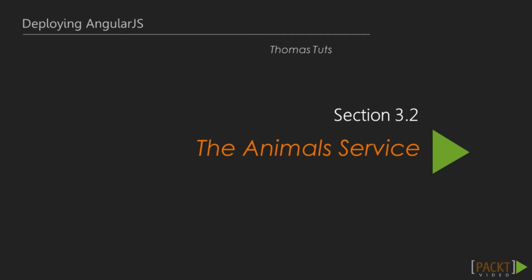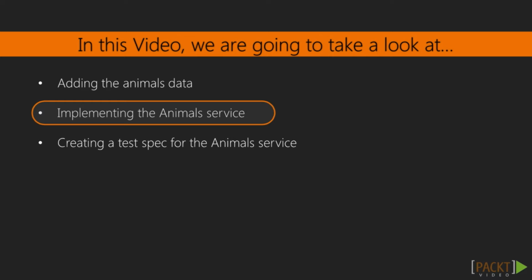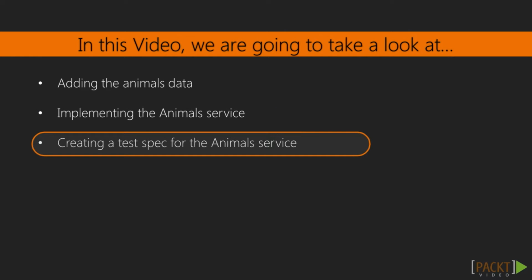Welcome to the second video of section 3 on constructing the supporting services. In this video, we're going to be adding data to the application. We're going to have two data services, one for the animals in our application and one for the terrains. These are going to be really basic services, implementing only a couple of methods. We're going to use a test-first approach to make sure our code works like it should.